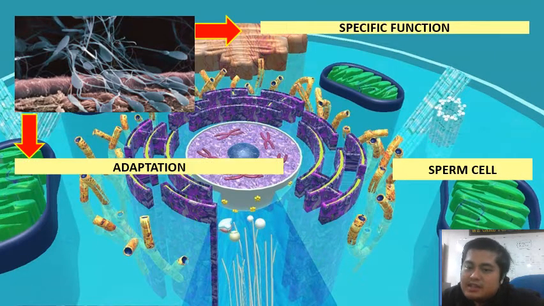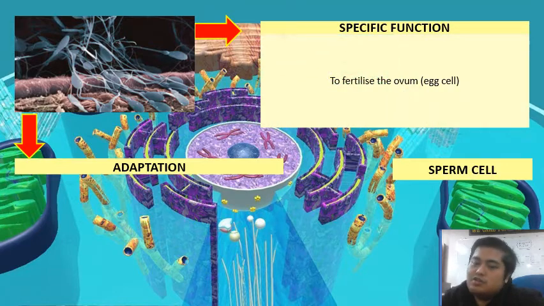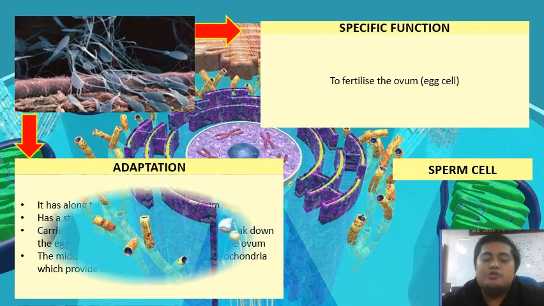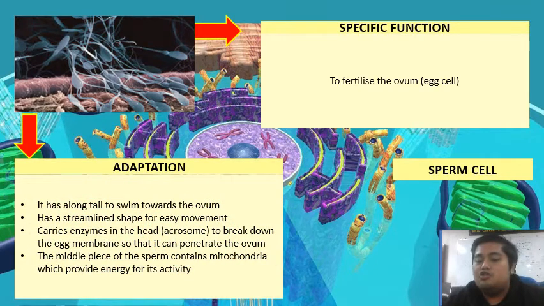So sperm cell kita tugas dia cuma satu je, which is to fertilize with the ovum ataupun kita panggil dia sebagai egg cell. So dia punya adaptation pula, it has a long tail to swim towards the ovum, has a stream-like shape for easy movement, and carries enzyme in the head which are acrosome to break down the egg membrane so that it can penetrate into the ovum, and the middle piece of the sperm contain mitochondria.